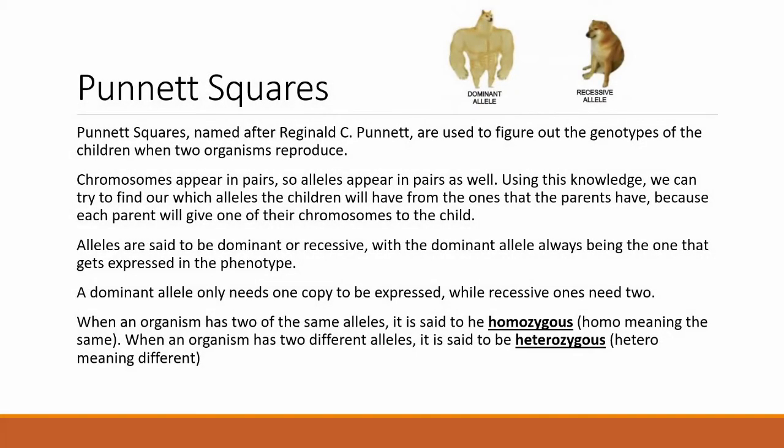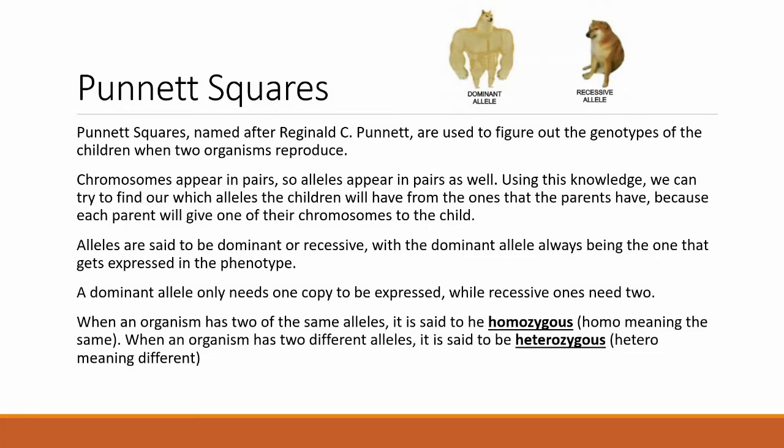Now let's introduce Punnett squares, which are named after Reginald C. Punnett. These are used to figure out the genotypes of children when 2 organisms reproduce. Chromosomes appear in pairs, since we get one set from each of our parents, and so alleles will appear in pairs as well. Using this knowledge, we can try to find out which alleles the children will have from the ones that their parents have, because each parent will give one of their chromosomes to the child.